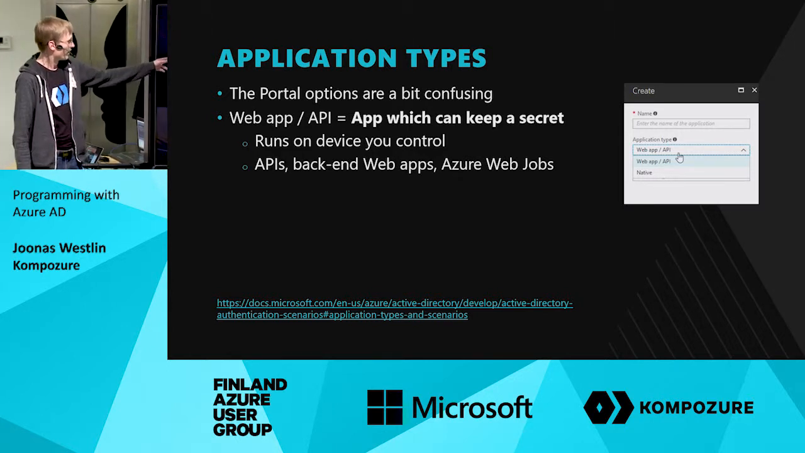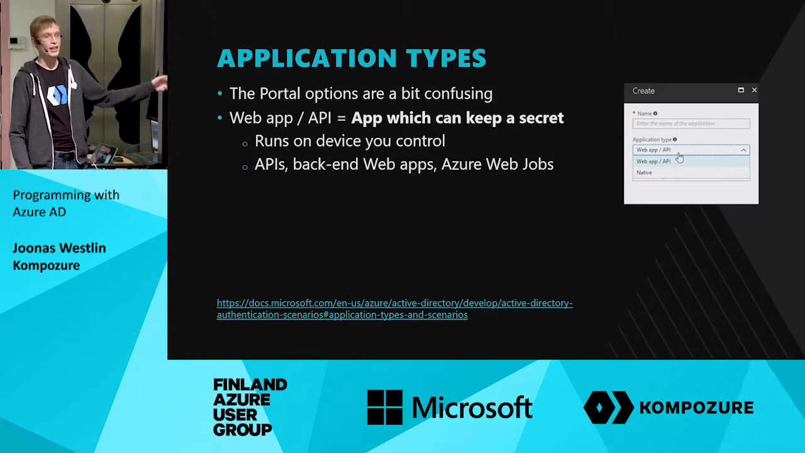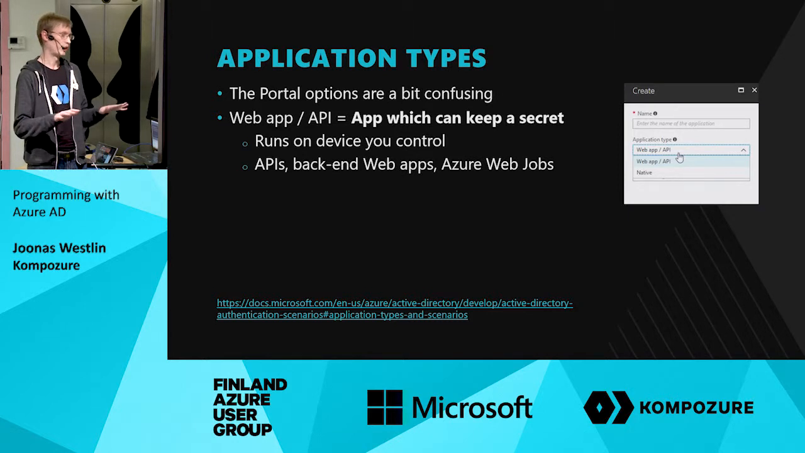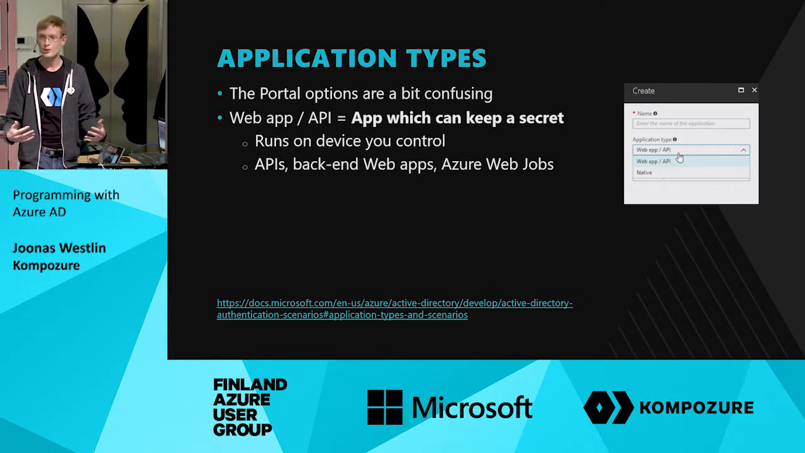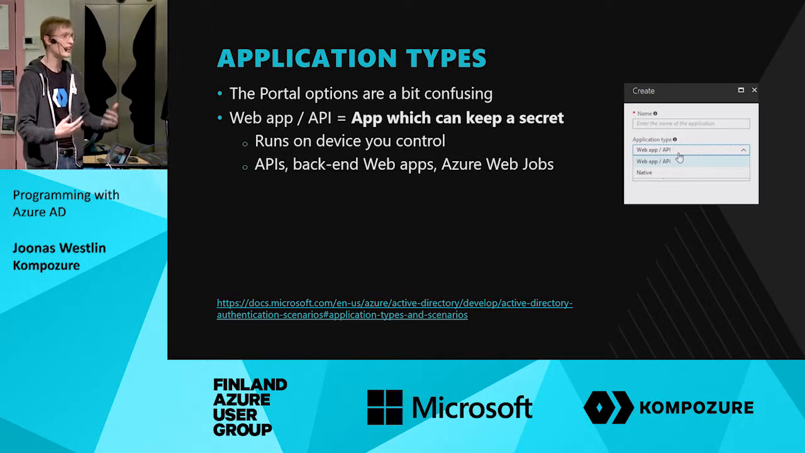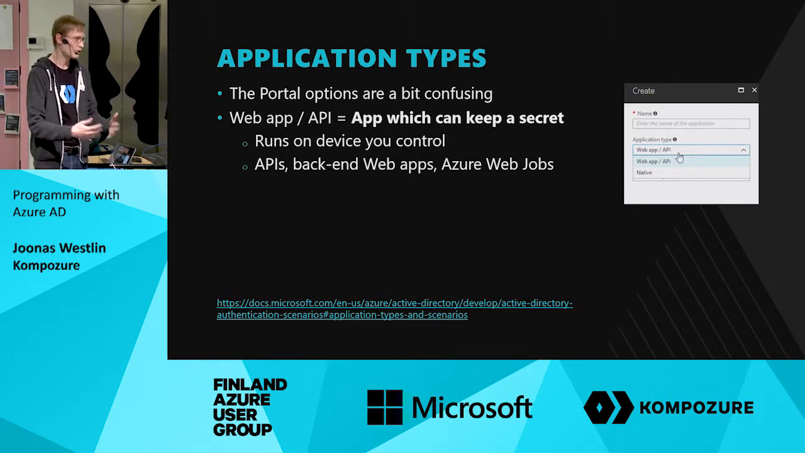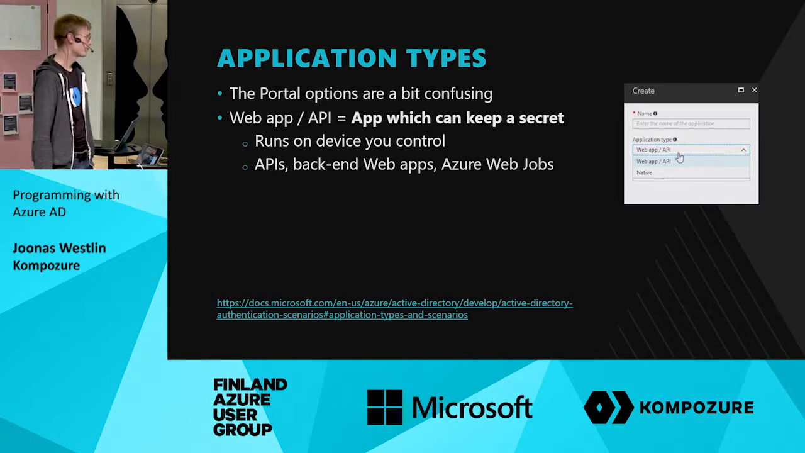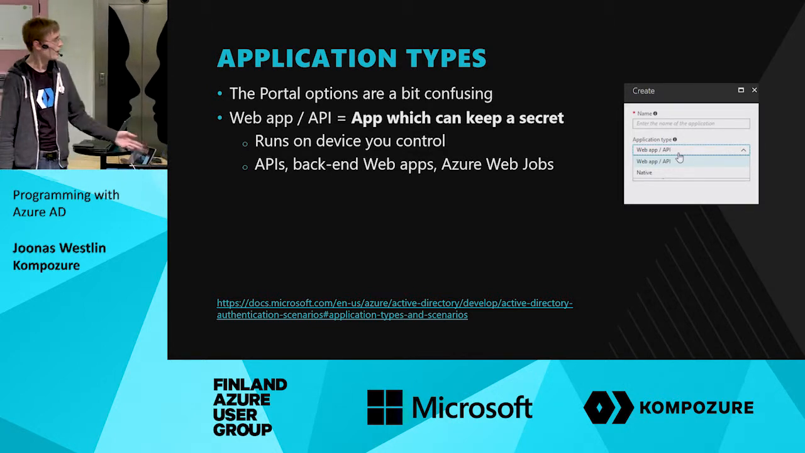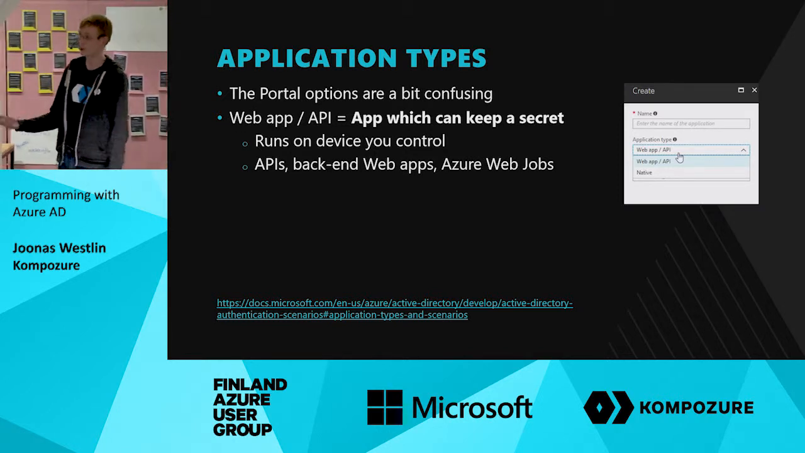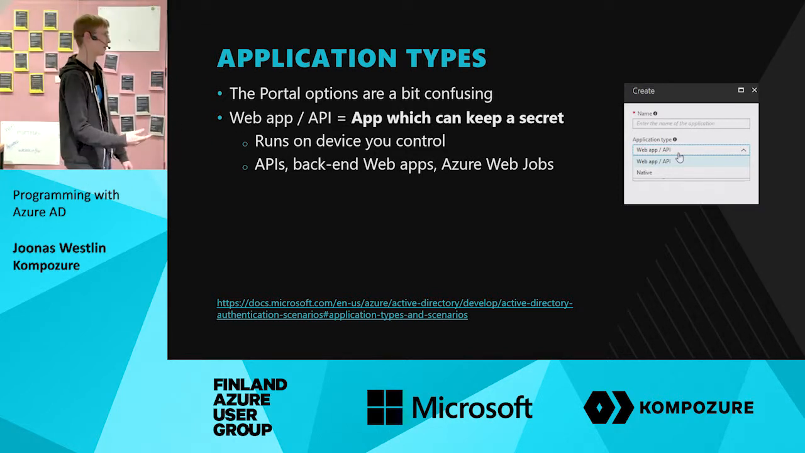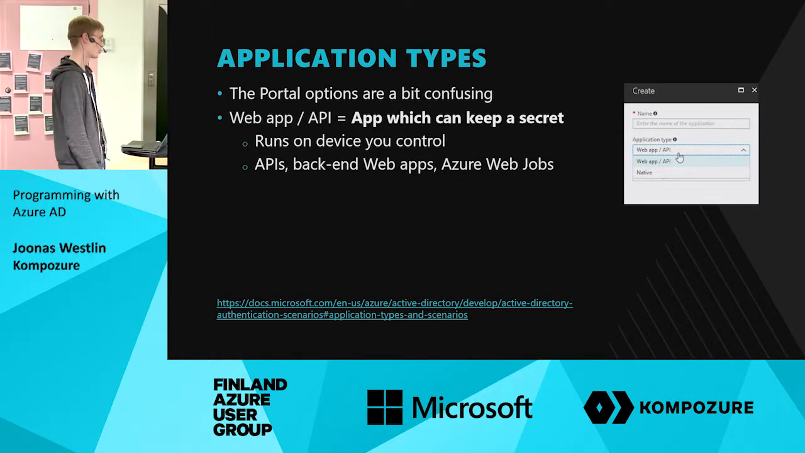So, simply put, a web app / API is an app which can keep a secret. It's an app which runs on a device that you control. So a user cannot take a memory dump of the process or access the files, access the source code. That's the point of the type. So things like APIs, backend web applications, and also Azure Web Jobs, scheduled jobs, which run on your controlled devices. Those would be there.